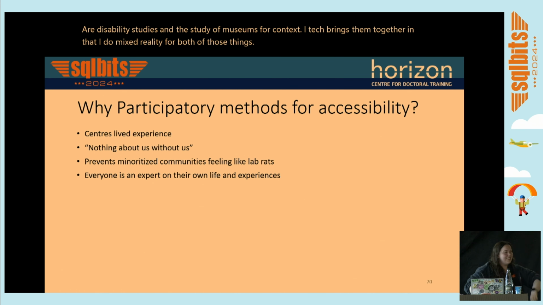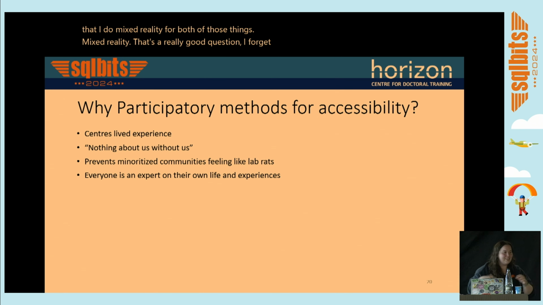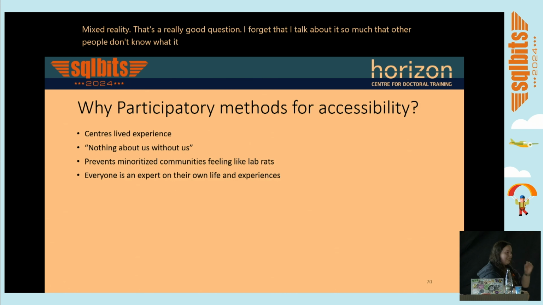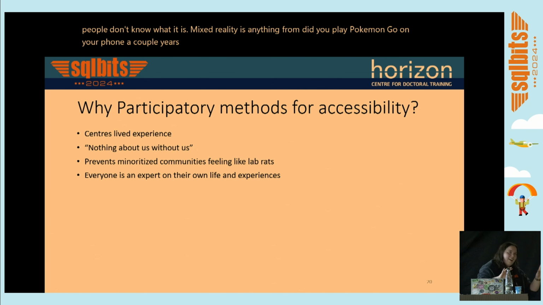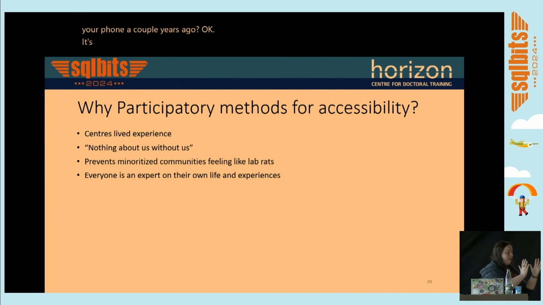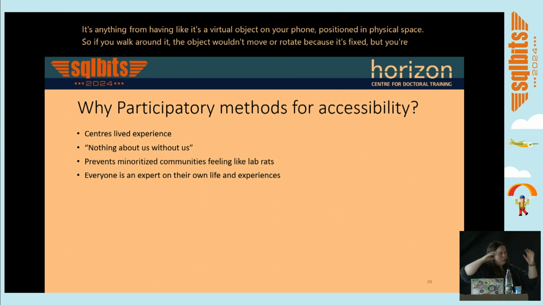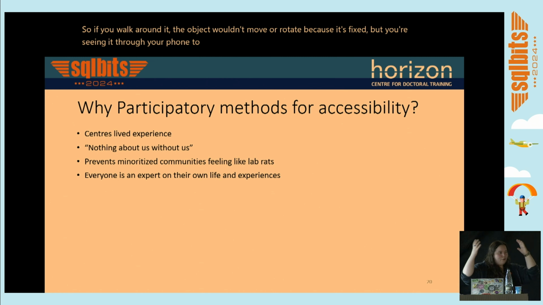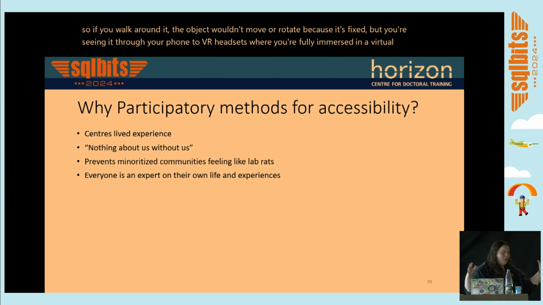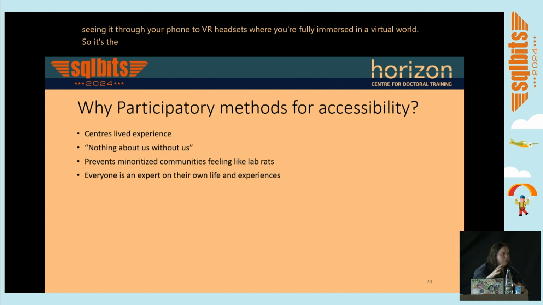Mixed reality. That's a really good question. I forget that I talk about it so much that other people don't know what it is. Mixed reality is anything from, did you play Pokemon Go on your phone a couple years ago? It's a virtual object on your phone positioned in physical space. So if you walked around it, the object wouldn't move or rotate because it's fixed, but you're seeing it through your phone. To VR headsets where you're fully immersed in a virtual world. So it's the mixing of virtual and real.